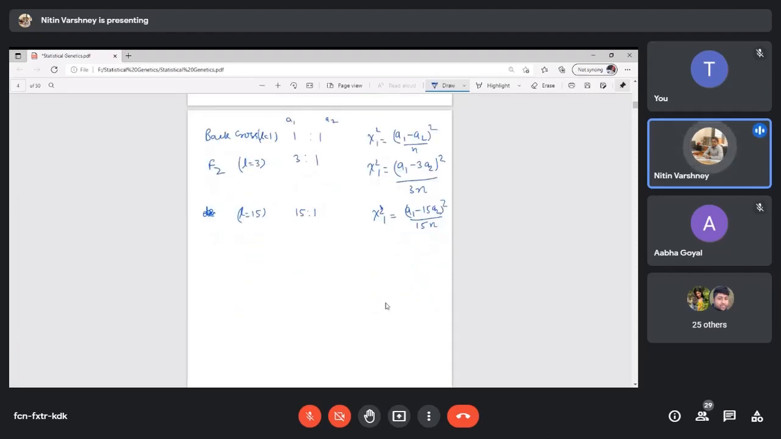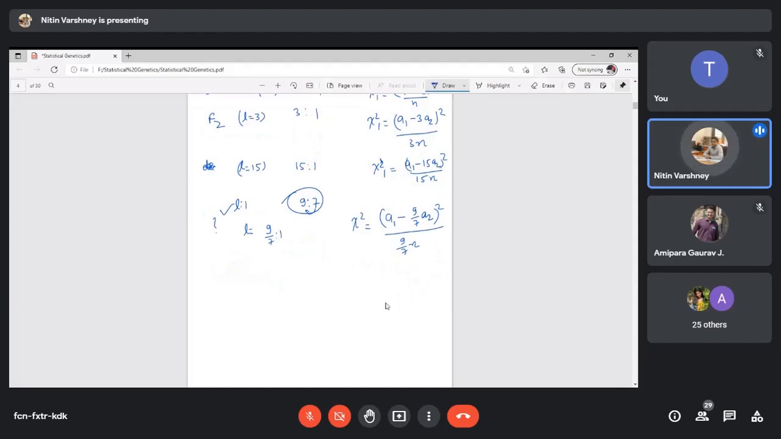Now, if the ratio is 9 is to 7, these are the different conditions of inheritance. Then what will be the L? It is 9 by 7, because I am taking the L is to 1 condition. So I will take this side, and 9 by 7 is to 1 will be there. So chi-square will be, this is confusing, 9 is to 7 is a confusing ratio, A1 minus 9 by 7 A2, whole square, divided by 9 by 7 N.